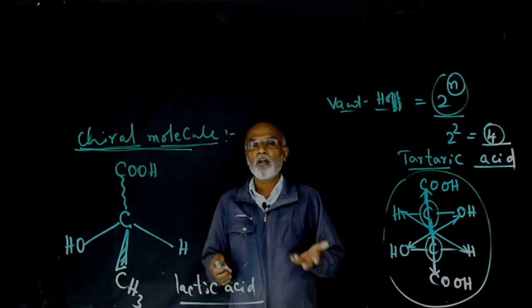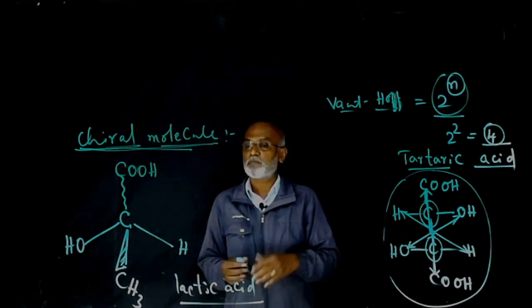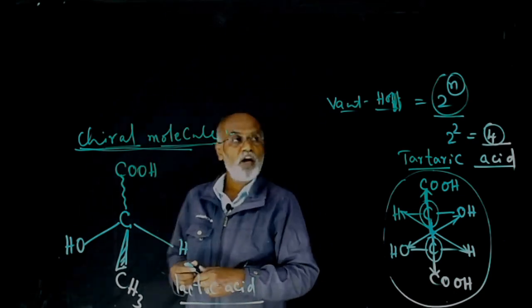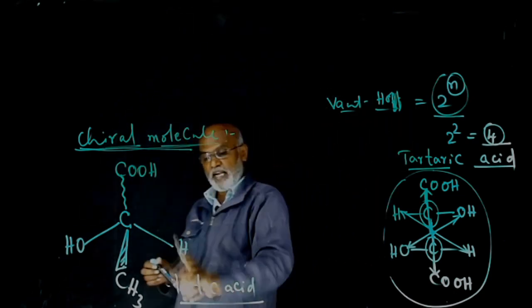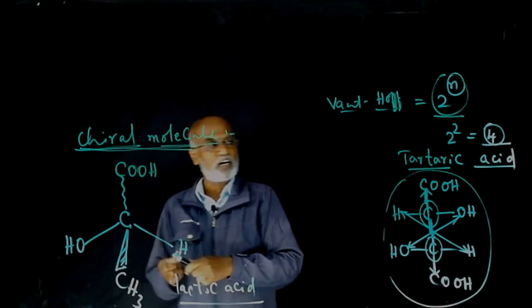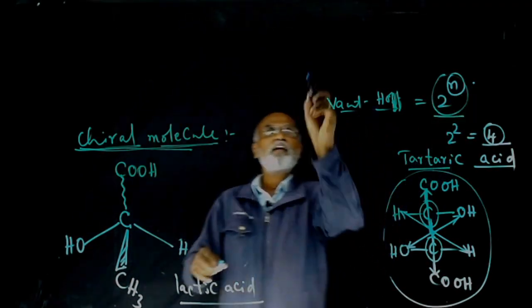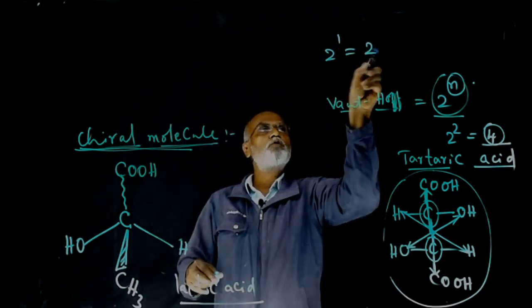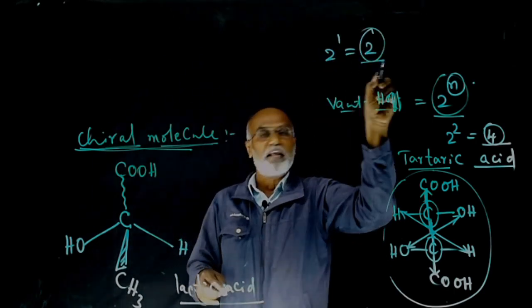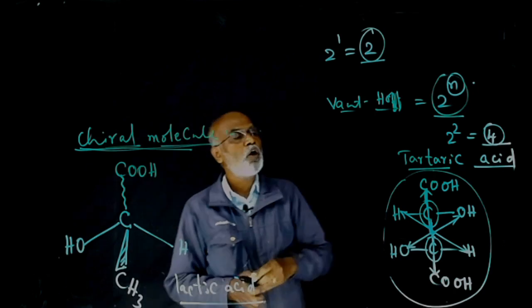As the molecule does not possess a plane of symmetry, it becomes optically active. Now, coming to Van't Hoff's rule, as the lactic acid molecule has only one chiral carbon atom, the value of n is equal to 1. Then 2 to the power of 1 is equal to 2, which means for a lactic acid molecule, we are able to write 2 isomers.